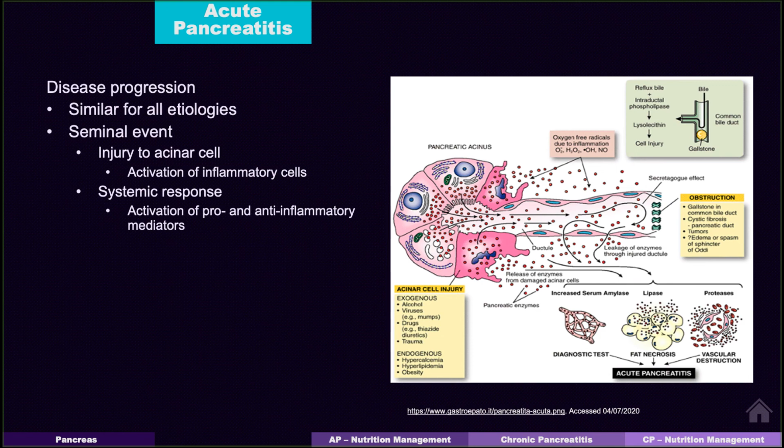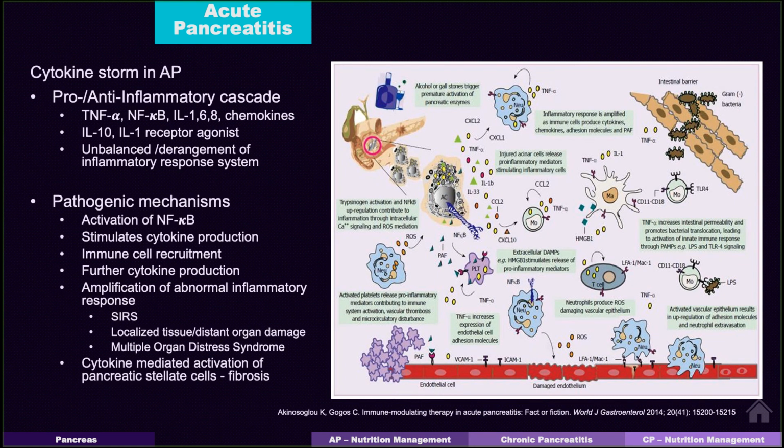The next slide, though, is that bigger picture of this cytokine storm that looks at the whole cascade of events with these chemokines and these interleukins, and also describes the pathogenic mechanisms involved. It's a great diagram, and it'll show you how this amplification of the abnormal inflammatory response leads to the systemic inflammatory response syndrome, localized tissue and distant organ damage, multiple organ distress syndrome, and even some of the bacterial translocation.